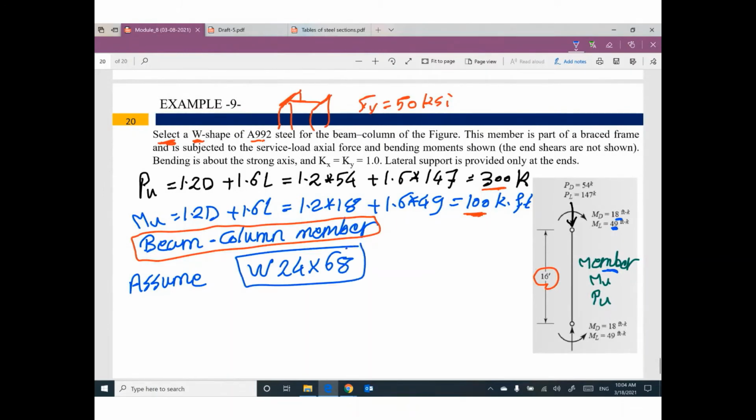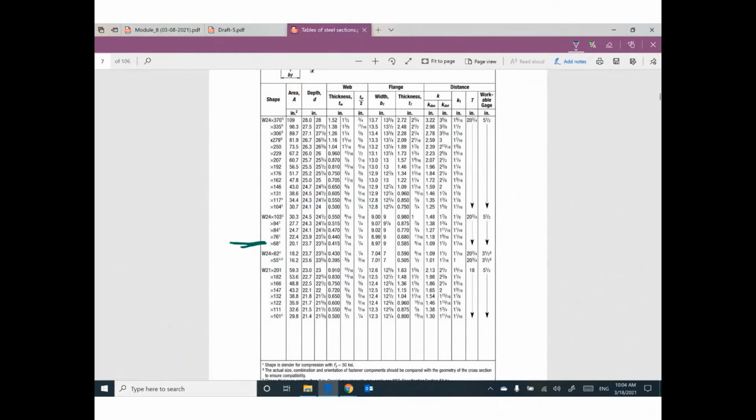Don't ask me why you select this cross section. I will say you can assume what you want. But in my opinion, I will go to the middle of this table and select one in between. And then I can decide to go up or go down. You know what I mean?